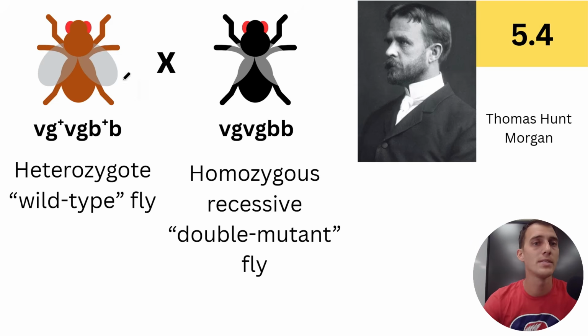So you have one wild type fly that's heterozygous. I'm going to spoil it a little bit: the wild type traits are dominant here, okay? And wild type traits are indicated by this plus sign over here. This one has two mutant traits. So it has a black body and something called vestigial wings.